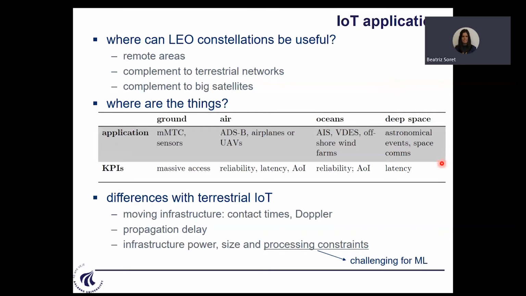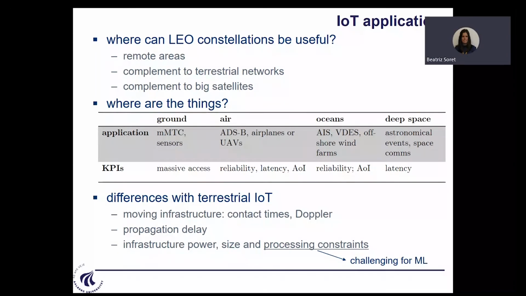Okay, in terms of applications, there are different uses of satellite. The classical application is for remote areas, because satellite constellations are ubiquitous. So you can cover areas that are too difficult to reach with a terrestrial connection or too expensive. And they are also used to complement the terrestrial networks or to complement big satellites.